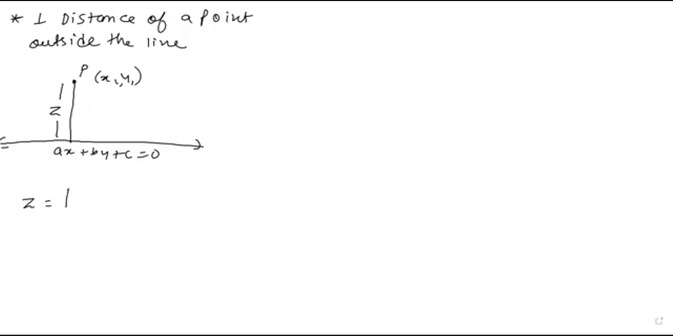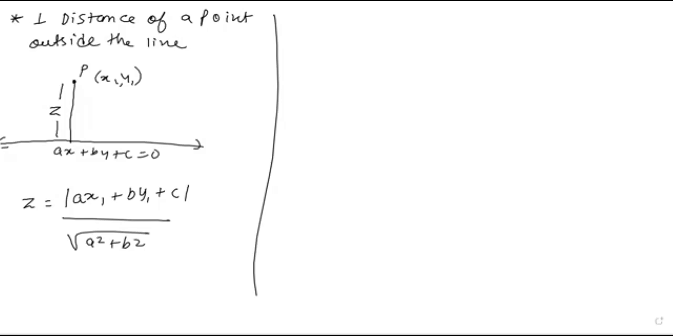using the formula: a, in place of x, you will keep the x coordinate of point P, plus b, in place of y, you will keep the y coordinate of point P, plus c, upon square root of a square plus b square.